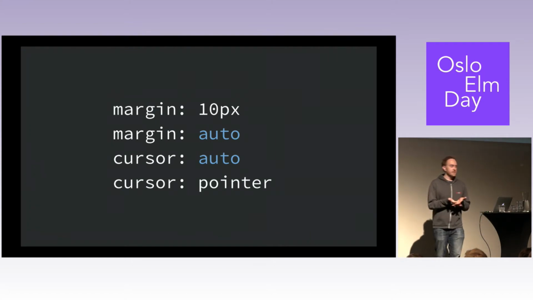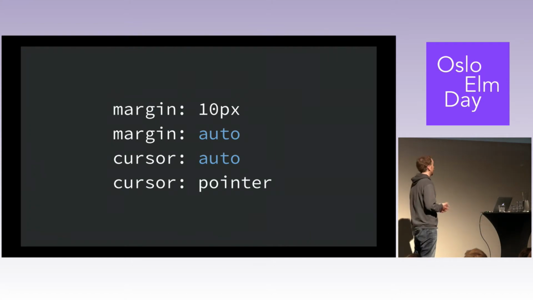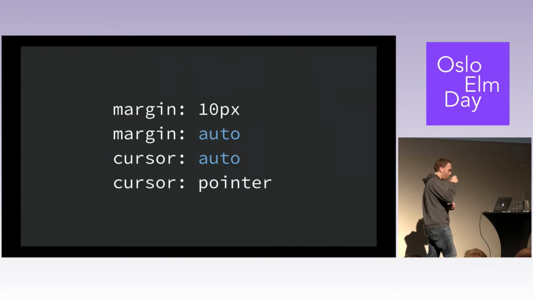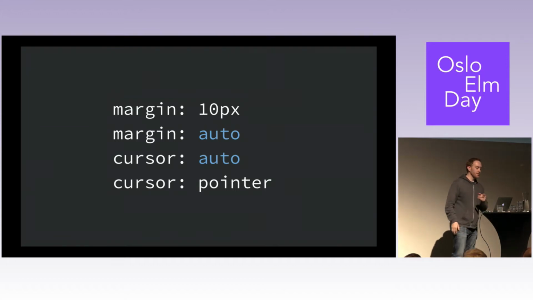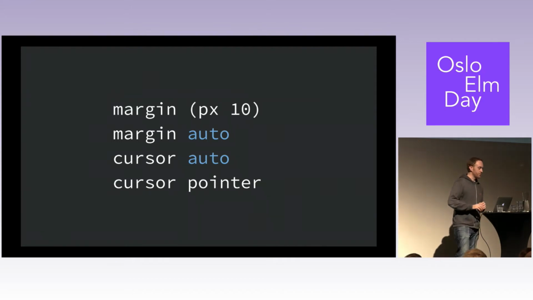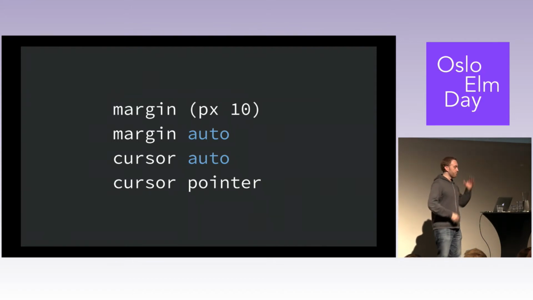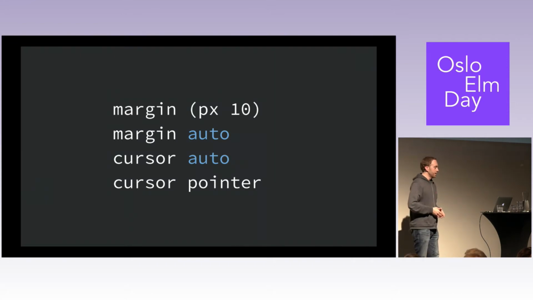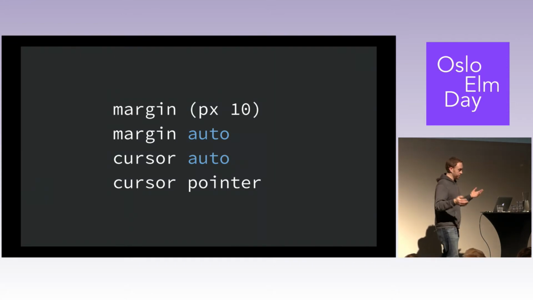Now, this was the trickiest problem to solve, the trickiest design challenge I think I can safely say I ran into with elm-css. So I just want to look at this for a second. Just look at it for a second, and think about what the types are going to be when I translate this to Elm. So we have margin, and it's 10 pixels. We can also have margin auto, we all agree. You can have cursor auto, which is part of the spec, and you can also have cursor pointer.